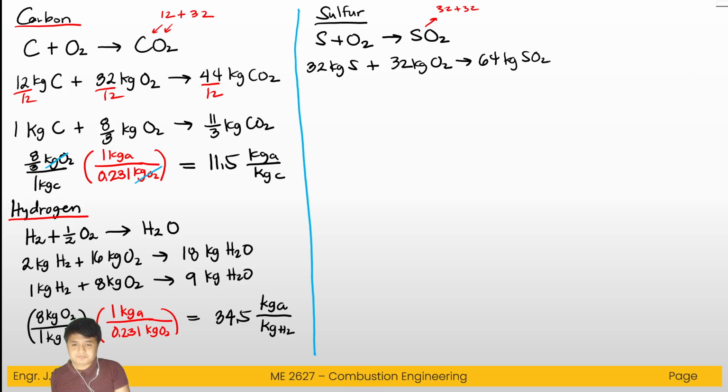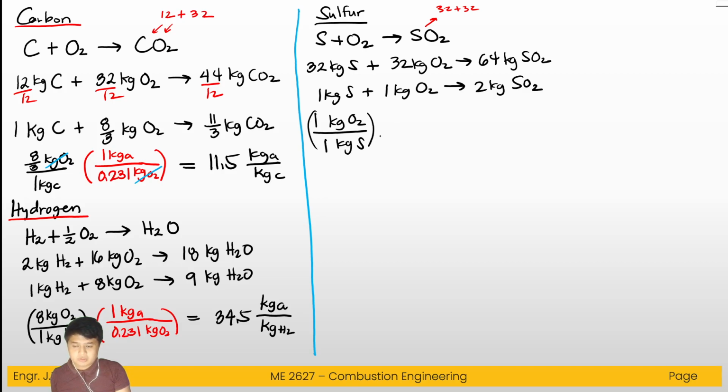So SO2. So if we divide this by 32 again, no? Divide this again so that it is in lowest terms. So you have 1 kilogram of sulfur plus 1 kilogram of oxygen to produce 2 kilograms of sulfur dioxide. So basically, you need 1 kilogram of oxygen to burn 1 kilogram of sulfur. So you have here 1 kilogram of oxygen per 1 kilogram of sulfur.